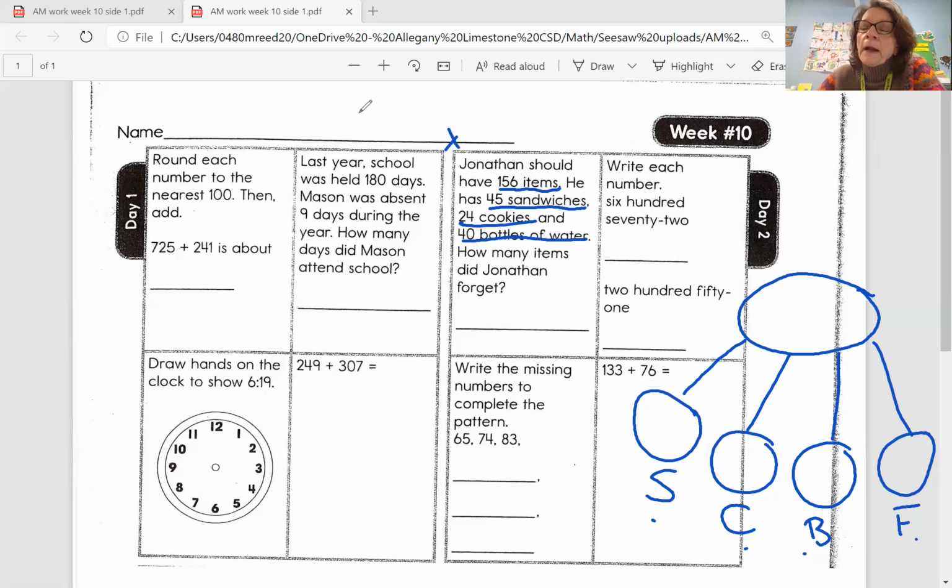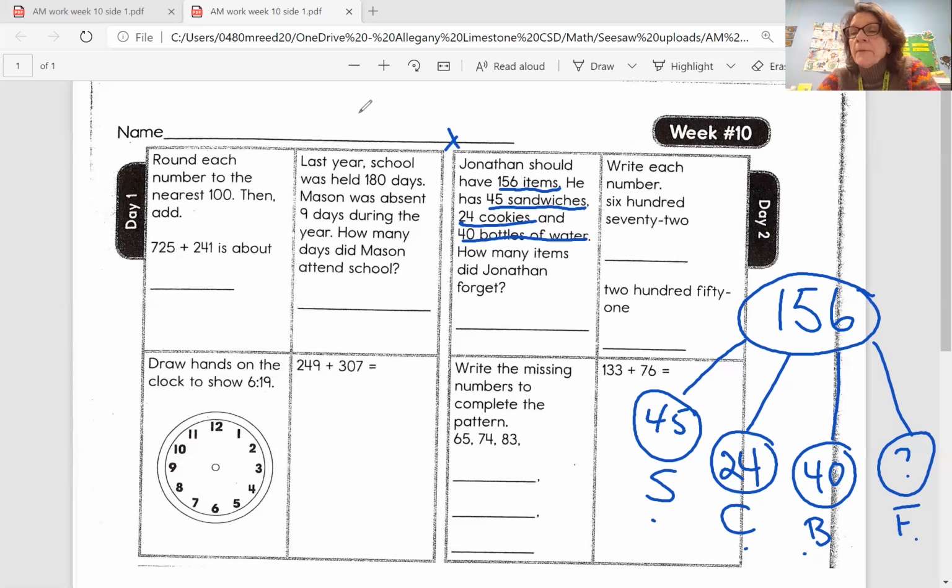All right, now I'm going to go back and I'm going to put my knowns in there. So he should have 156 items, so that is my whole. Okay, and then he has 45 sandwiches, so I'll put that in the part labeled S for sandwiches. 24 cookies, I'll put that in the part labeled C for cookies. 40 bottles of water, I'll put that in the part labeled B for bottles of water. And then we have to figure out how many items he forgot. So that's perfect. We'll put our question mark in the part labeled F for forgot.